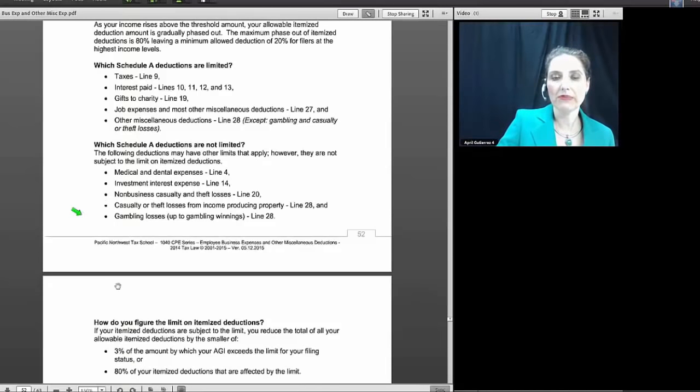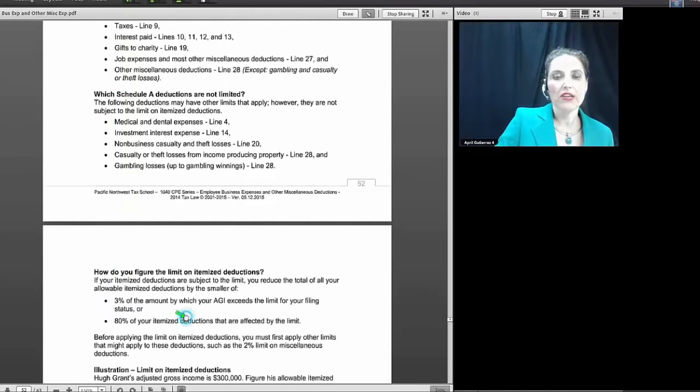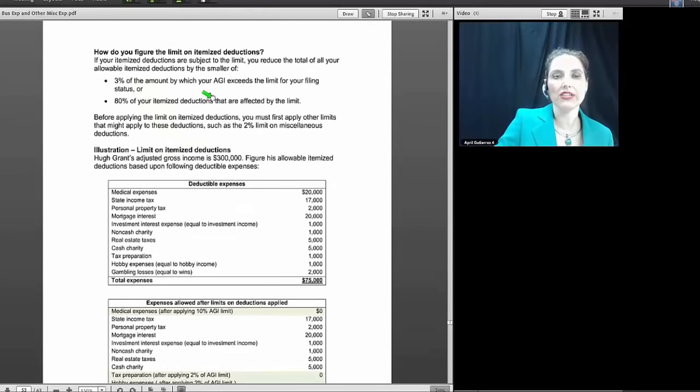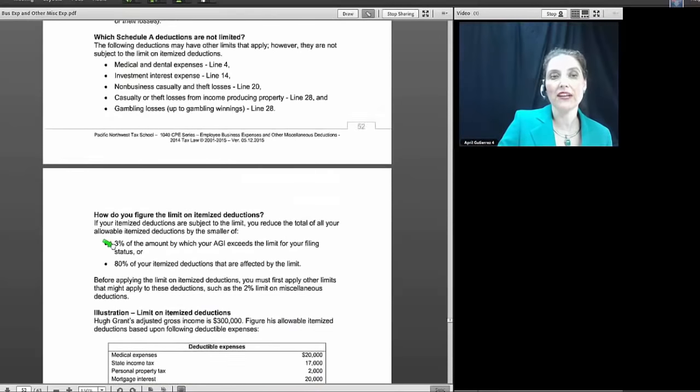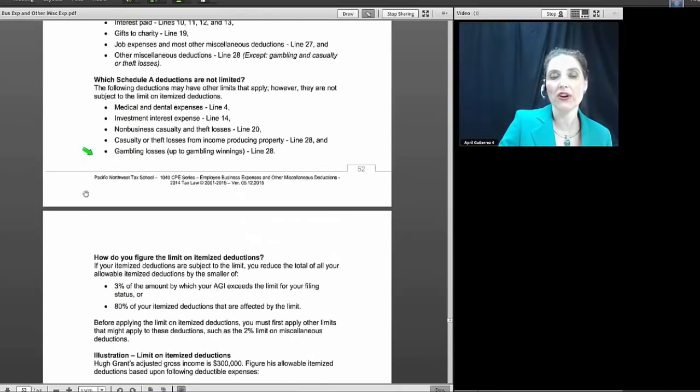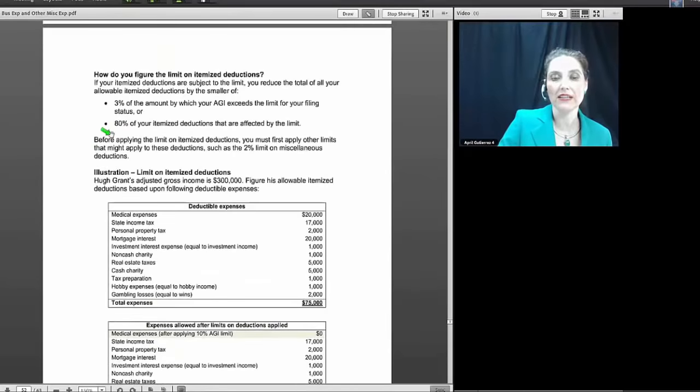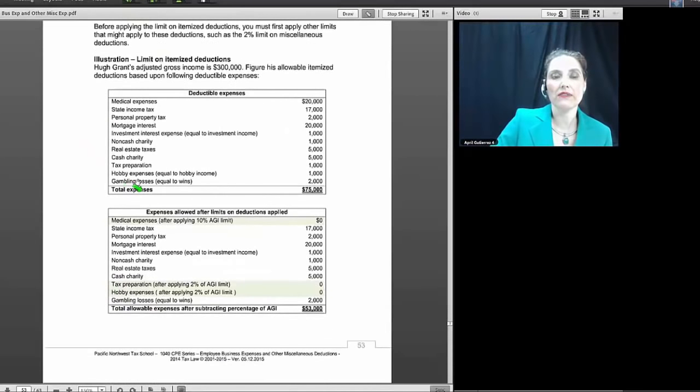How do you figure the limit on itemized deductions? Well, you take the total of all of your itemized deductions, and then you take your adjusted gross income and multiply it by 3%. You take 3%, subtract it from your itemized deductions, and you get what's left. But, of course, you have to divide your itemized deductions into categories which are affected and are not affected by this limit. So to show you how that works, I've got an illustration here.